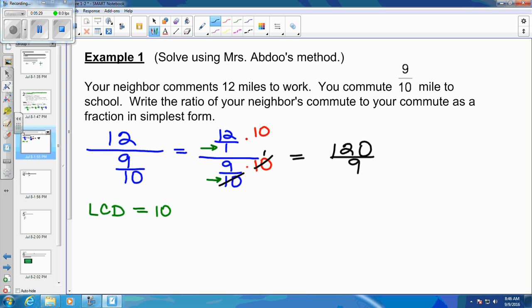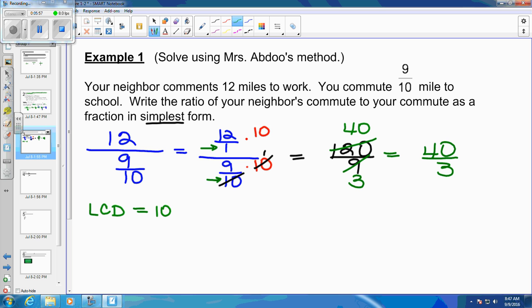Now, they asked us for simplest form. So I know that 3 goes into both of these, just like it did on the last example. Remember, we simplified the 9 and the 12 using a 3. Well, 9 and 120 will simplify using a 3. 3 goes into 9 3 times. 3 goes into 120 40 times. And I end up with 40 thirds.